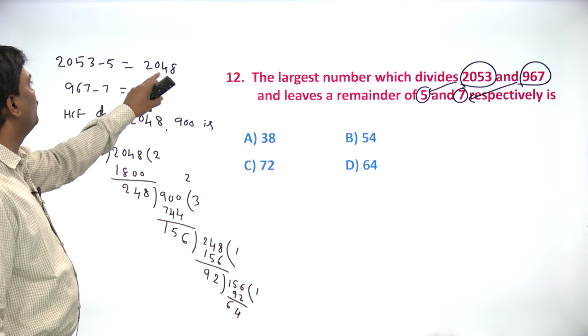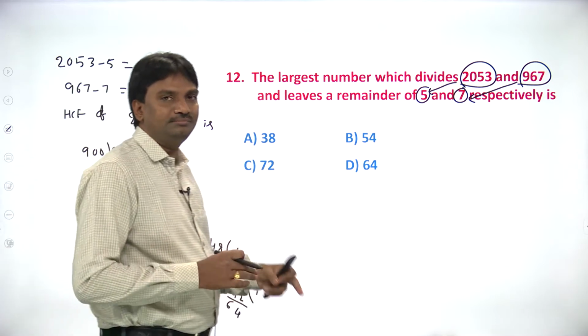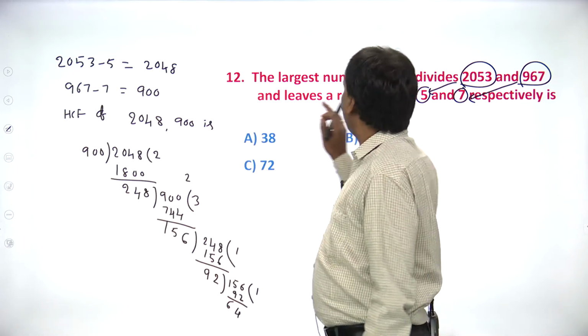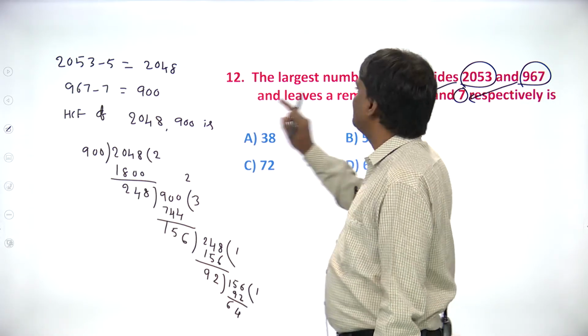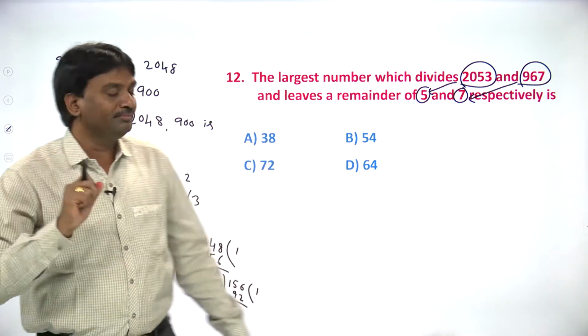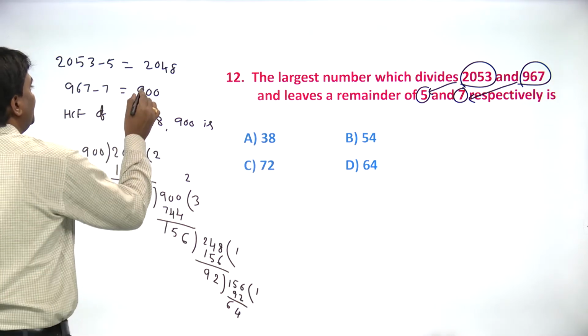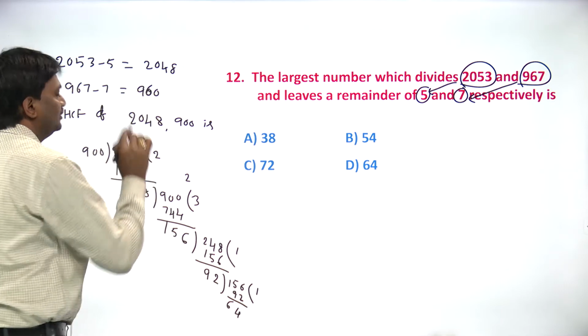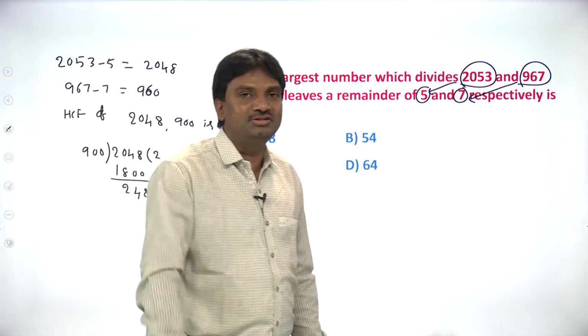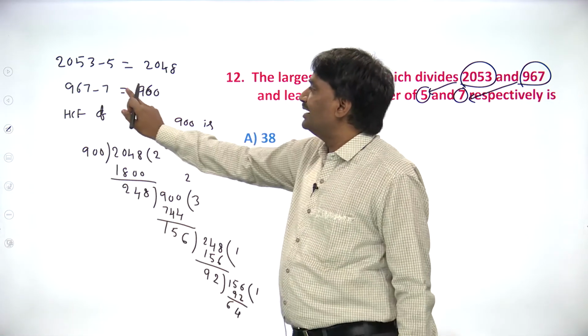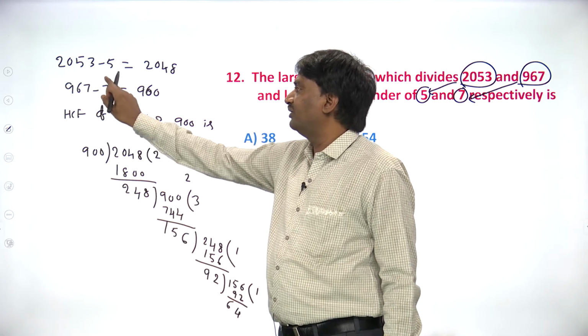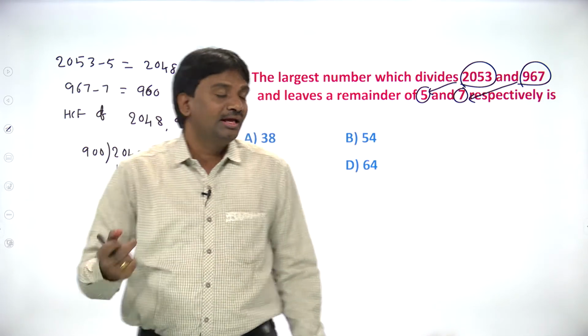So 2048 plus 5, that is 2053. Next, subtracting 7 from 967, so 967 minus 7 is 960. Sorry for that, we are subtracting 7 from 967, so that's why 967 minus 7 is 960.